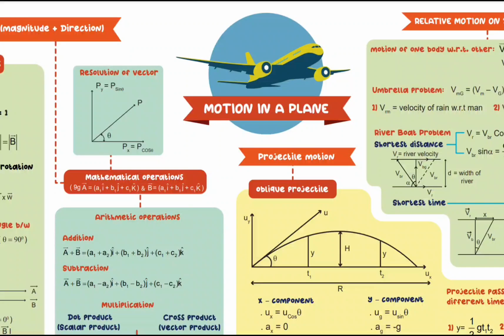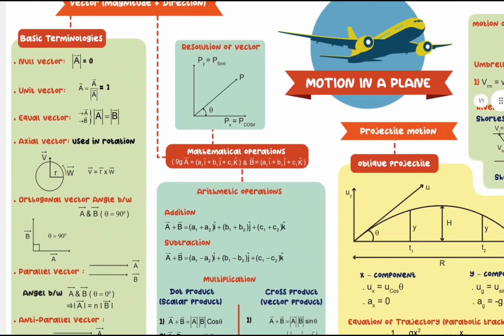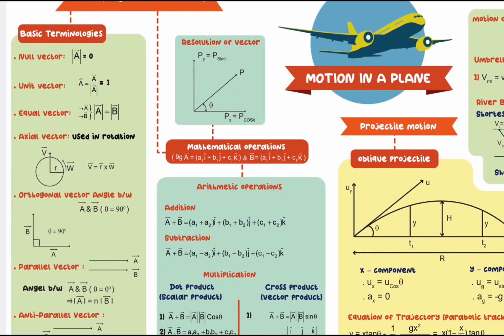In this video, we will be having a quick revision of the chapter Motion in a Plane. So let us start with basic terminologies. Null vector: magnitude of vector equal to 0. Unit vector, represented as A cap, is equal to vector A divided by magnitude of vector A, equal to 1. Equal vectors: two vectors are said to be equal if their magnitude and directions are equal.